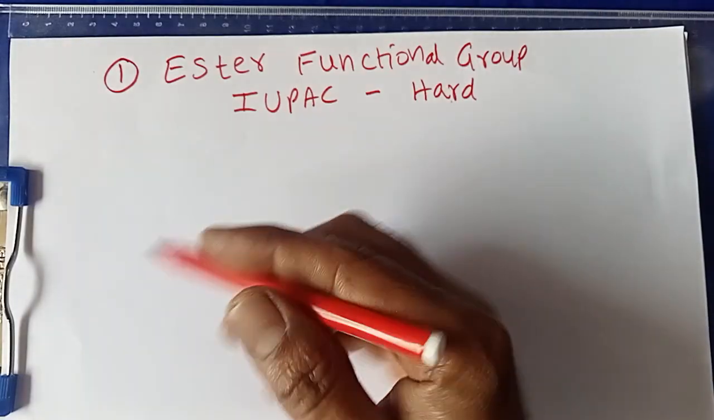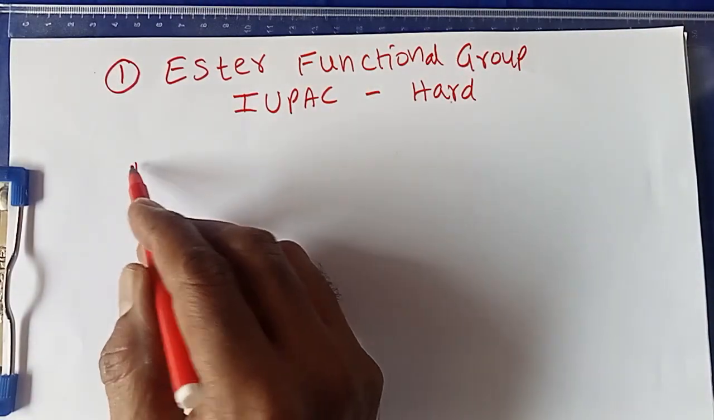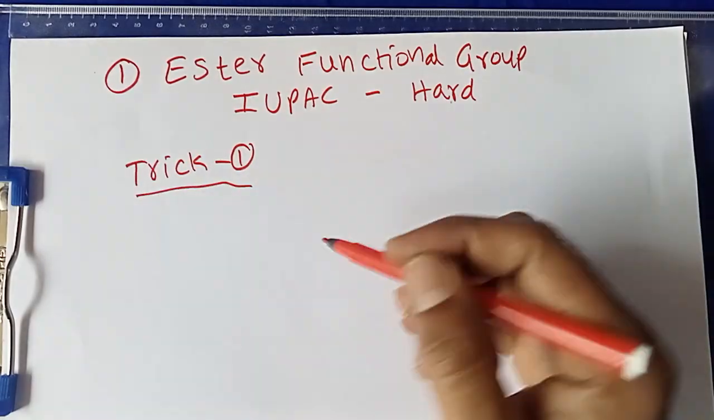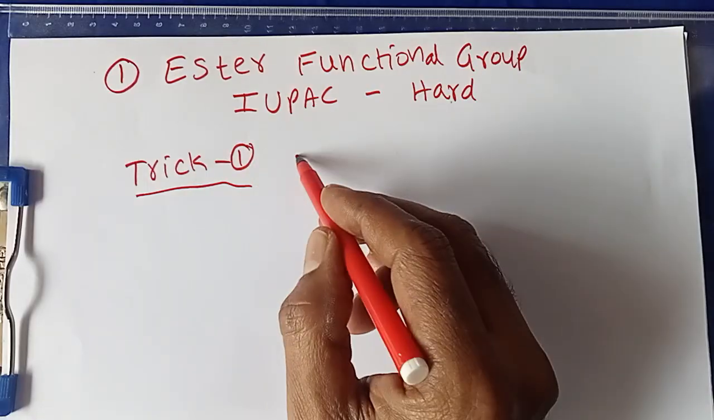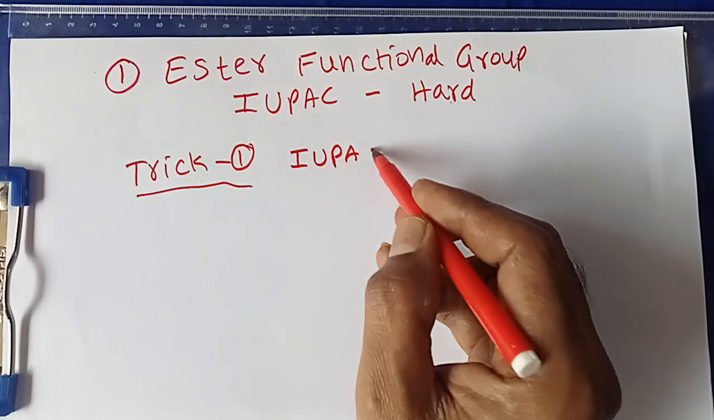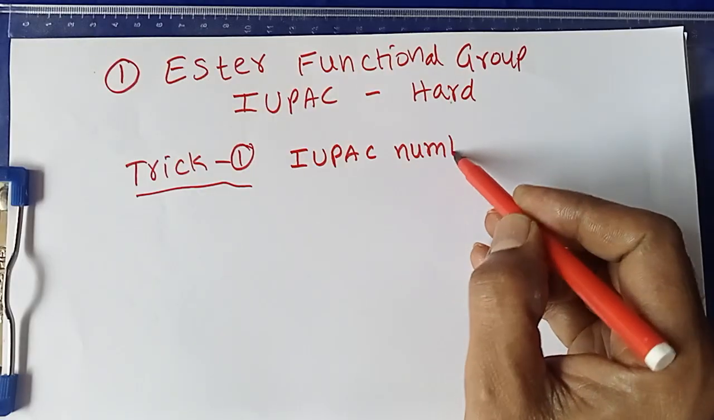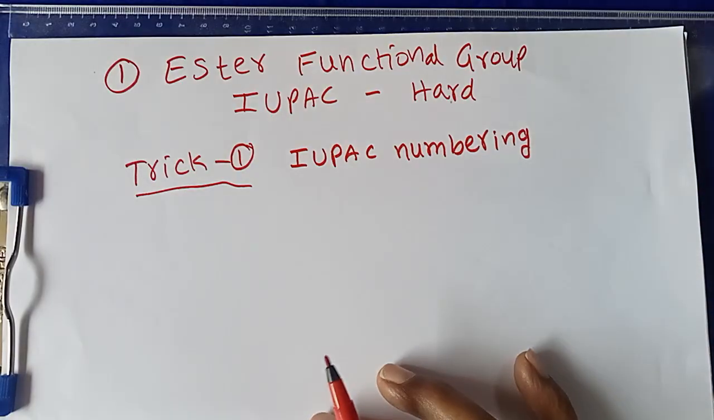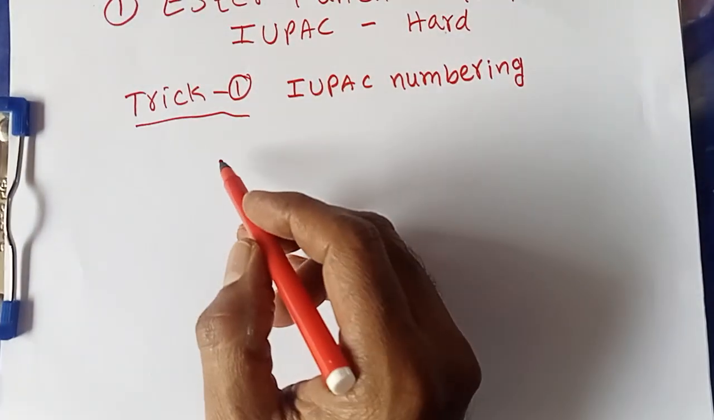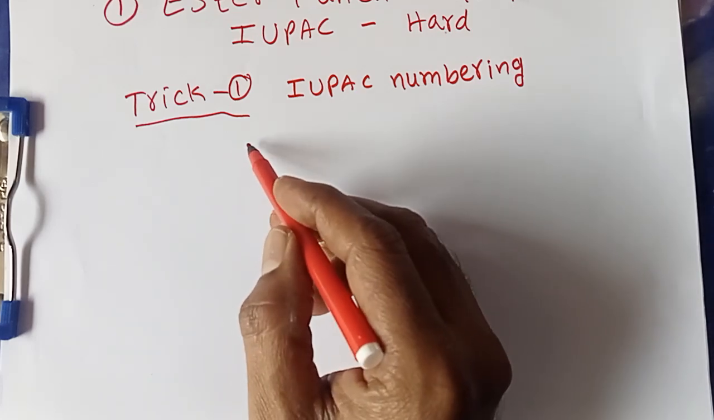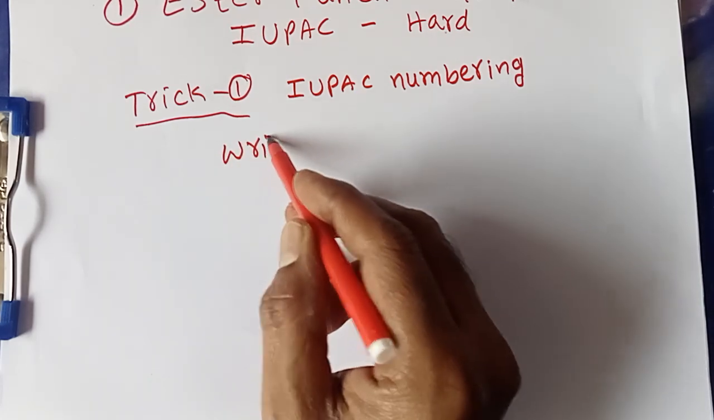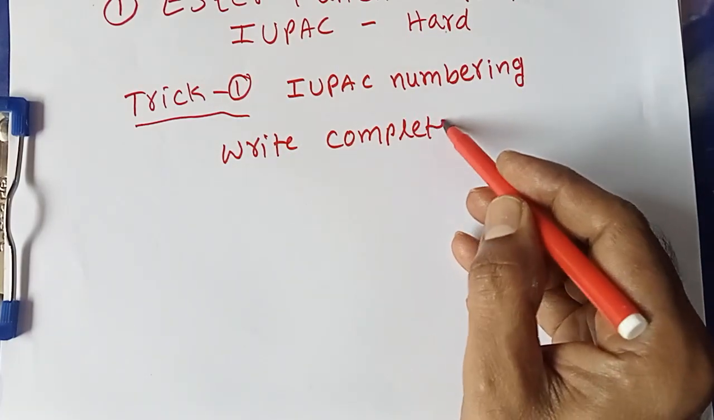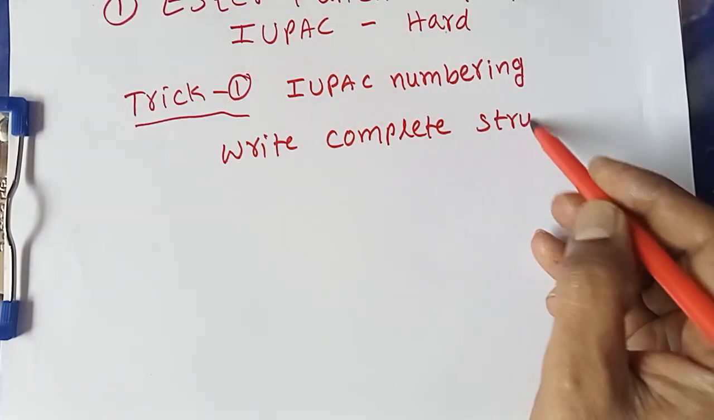To make it easy, the first trick, Trick 1, is IUPAC numbering. IUPAC numbering means first you write the complete structure.